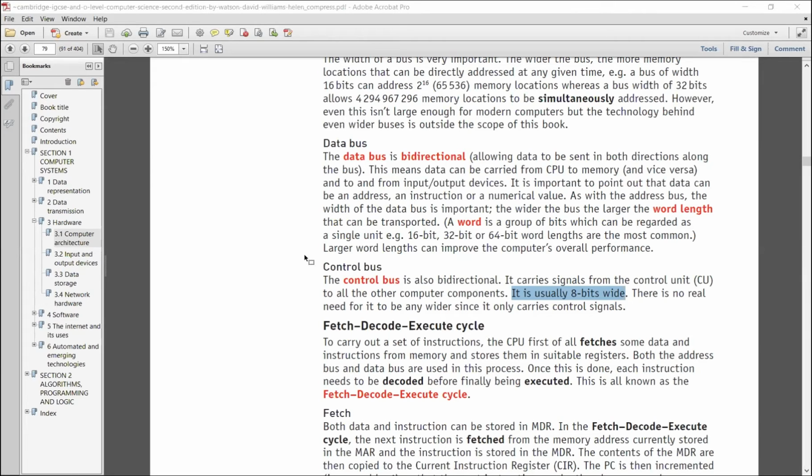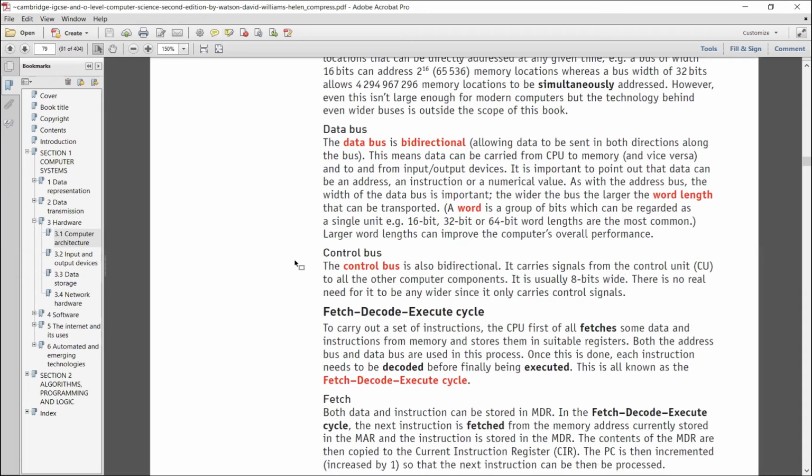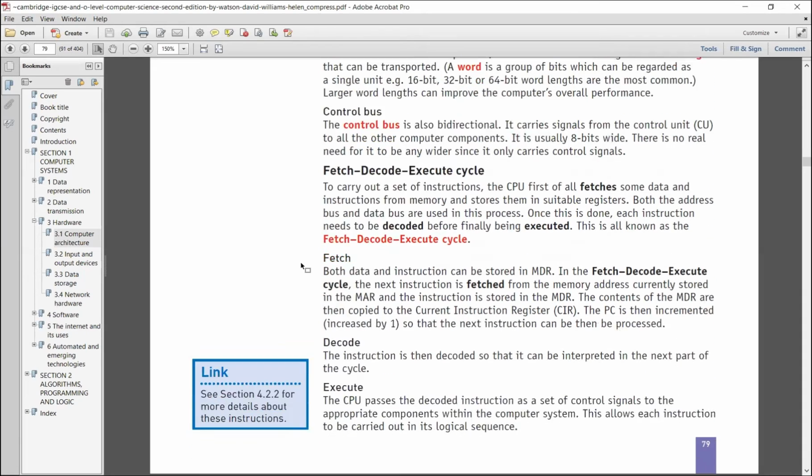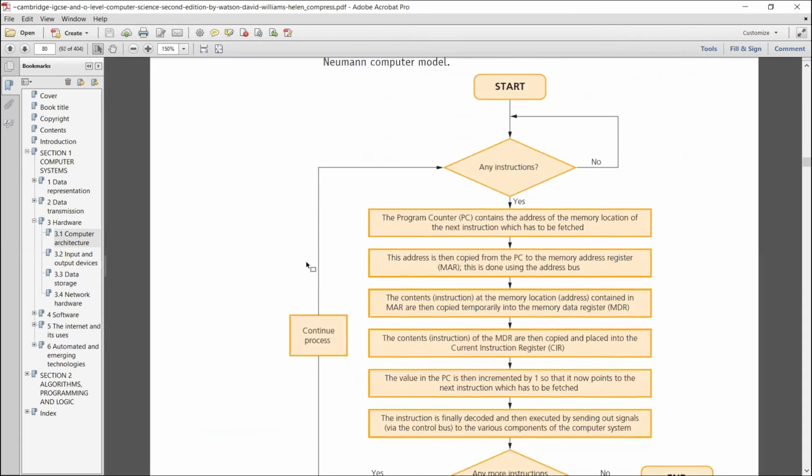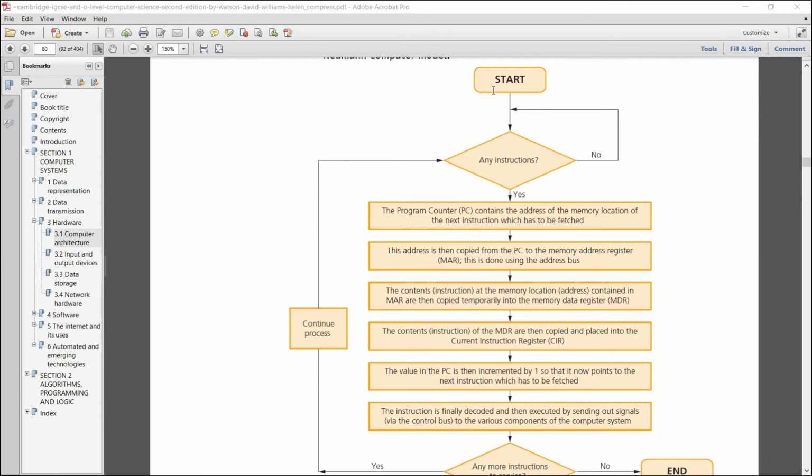Are you clear? Now we have talked about the buses, we have talked about the registers, and now we are moving on to the fetch, decode, execute cycle. You can move on to this very easily if you pay attention to the minor things that you need to know. From here, I can form the complete fetch, decode, execute cycle, the whole process. You can see for yourself.